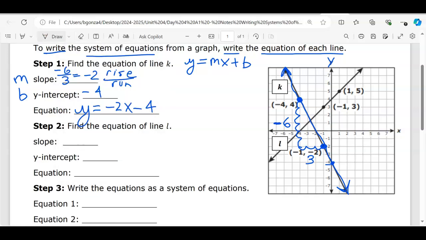Now, let's do it again, but this time for line L. Okay, so I'm going to use a different color. Cool. And let's find the slope. Now, the 2 points are here and here, right? So I start on the left, which is right here.